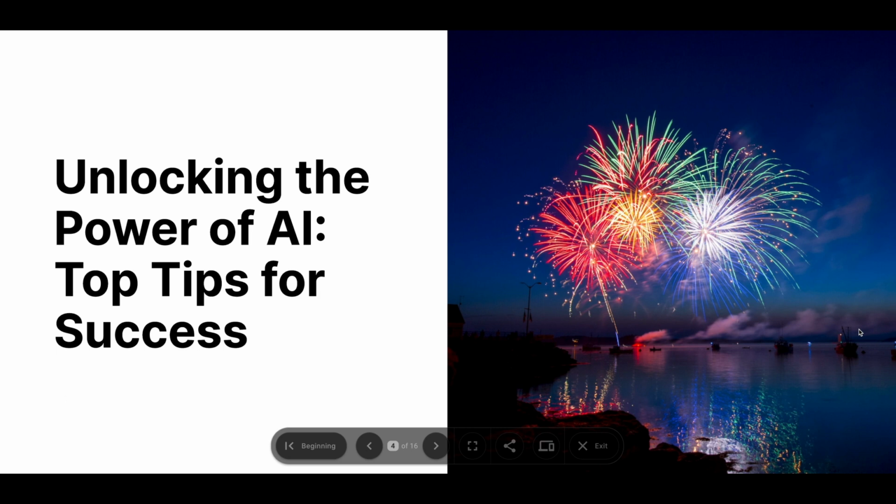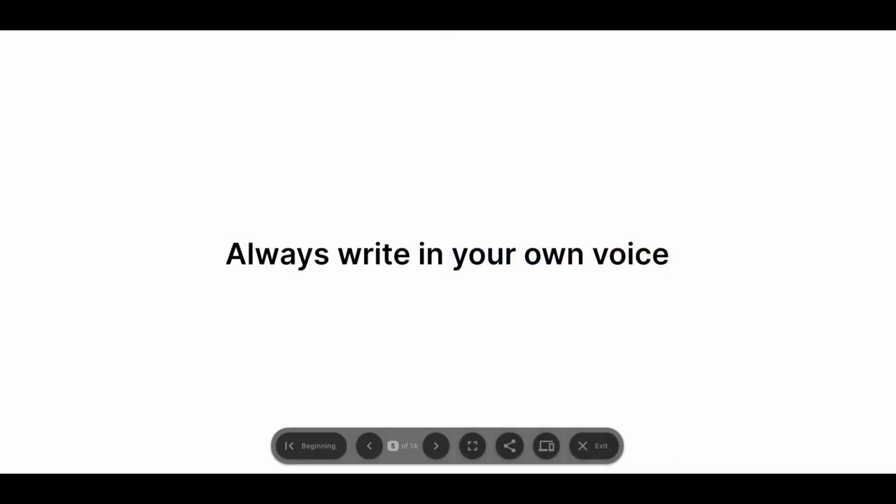Okay, so unlocking the power of AI, top tips for success. So first of all, you should always write in your own voice. If the wording isn't something that you would generally say, then you need to change it up. There are a lot of people out there using AI-generated content to write their posts, but much of it can appear robotic with no emotion or personality. So don't forget to humanize your content.